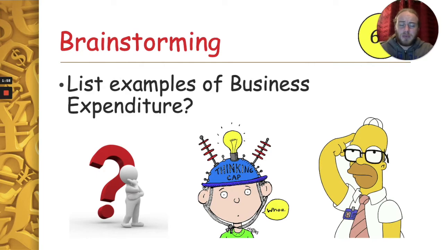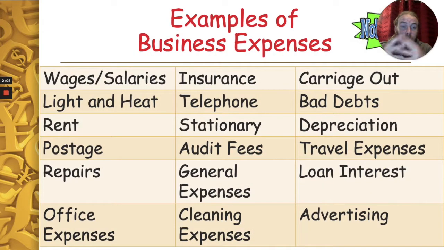So what expenses might a business have? What examples of ways that a business might spend their money? Pause the video, jot down a few ideas and when ready, press play to continue. So, here's just some of the examples of things that businesses spend their money on, and this is really important for what we're looking at today. So for example, wages or salaries, light and heat, rent, postage, repairs, office expenses, insurance, telephone, stationery, auditor's fees, general expenses, cleaning expenses, carriage out, bad debts, depreciation, travel expenses, loan interest and advertising are just some of the examples of business expenses. In other words, things that businesses spend their money on a day-to-day basis.